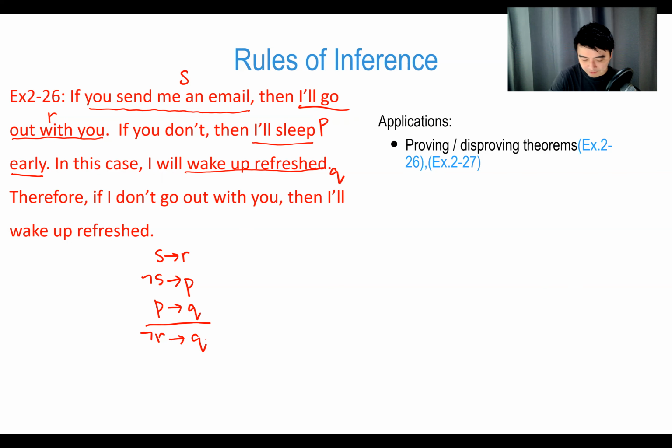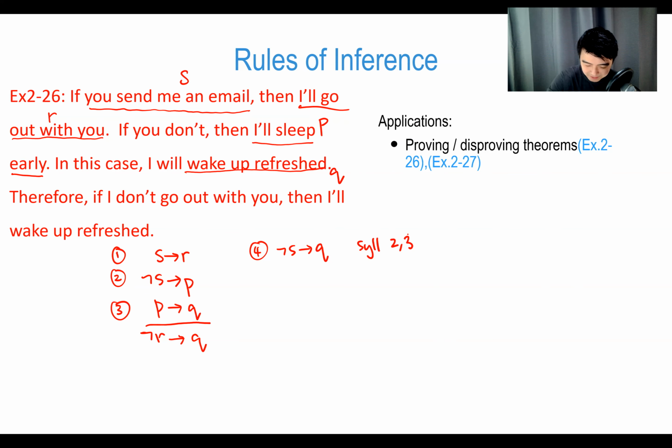Is it true that if I assume number one, number two, and number three, that I will eventually get to the conclusion to be true as well? So let's do that. The first thing I see is number two and number three is a syllogism. So number four, I'm going to write down not S implies Q, because not S implies P and P implies Q. That is the syllogism of number two and number three. That is derived to be true.